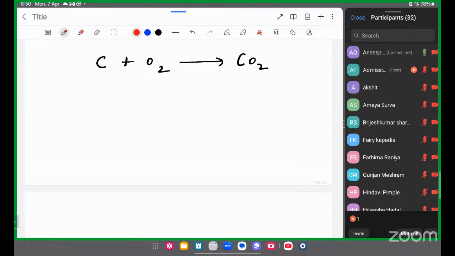Now let's say we are given 24 gram carbon and 32 gram oxygen. And the question is, in this reaction, according to the equation, which will be limiting reagent? Carbon or oxygen? Which will be limiting reagent means which chemical will be consumed first? Is it carbon or oxygen?